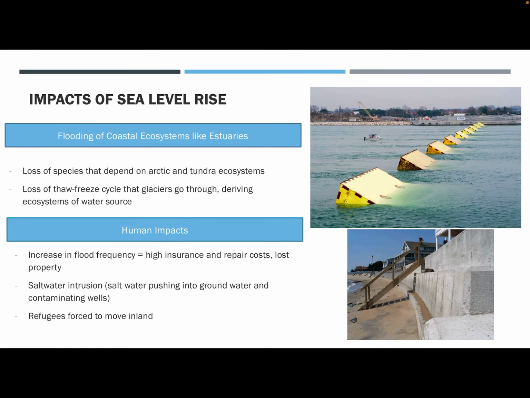So what does this mean for those of us who live near the coast? So we get the flooding of coastal ecosystems. Here's what Venice is doing to try to combat sea level rise. We can see a loss of species that depend on the Arctic and tundra ecosystems, so penguins, polar bears. There's a loss of that freeze and thaw cycle that glaciers go through. I should say it deprives the ecosystem of their water source. So they need that freeze-thaw cycle in order to access the ice and the water they need to support their ecosystem. For humans, we see an increase in the flood frequency.